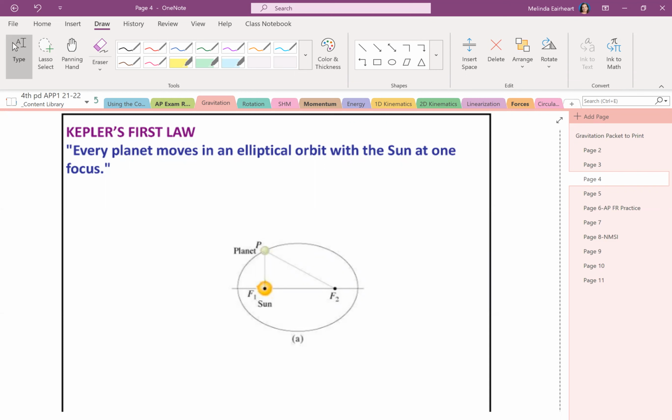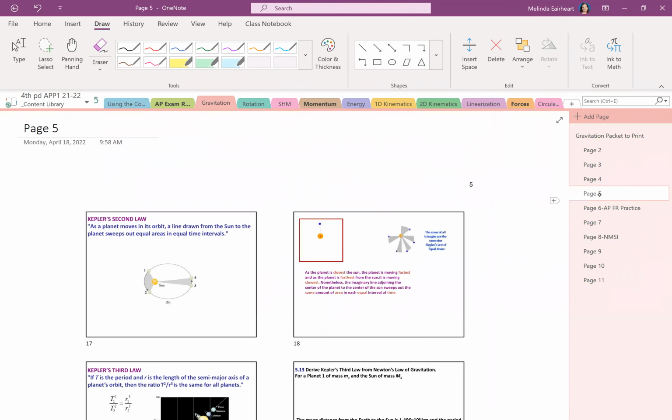It's talking about planets going around the sun. And so planets going around the sun have an elliptical orbit, yes? And so it talks about one focus. And so the sun, notice, is at one of the focal points for this ellipse. And so the planet, it shows going around the sun, but the sun is at one of the focal points. That's pretty much it. They're just setting the stage, okay? And then on page 5, yeah, moving on, that was it.